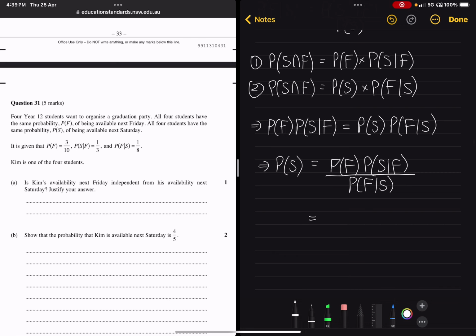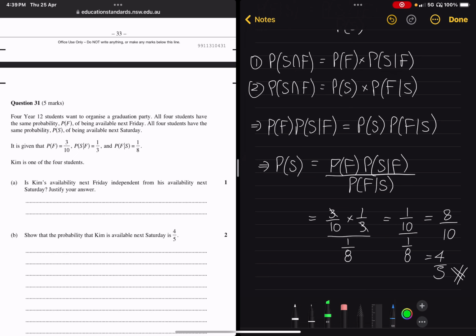So we were told in the question P(F) is 3/10, so we have 3/10 times P(S|F), we're told is 1/3, and this is all divided by P(F|S), which we're told is 1/8. These 3's cancel, so this gives us 1/10 over 1/8. Invert and multiply, this is 8/10, which is 4/5. And this is the answer we're after, and this is the probability of S.